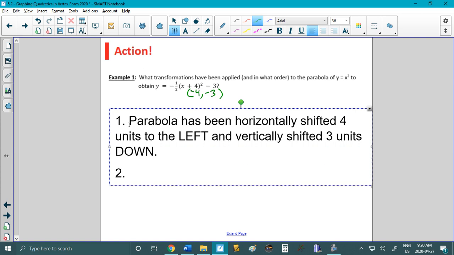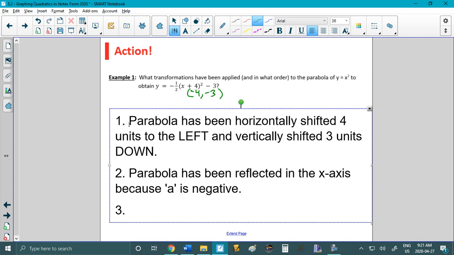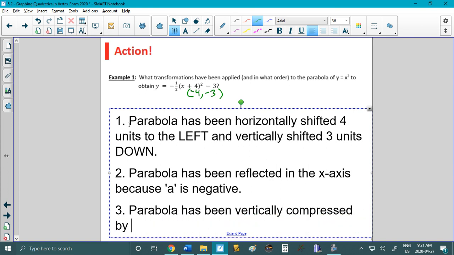All right, we're almost done. So 2, parabola has been reflected in the x-axis because a is negative. The reason I do the little apostrophes or these sort of half quotes there is just so you don't think I'm saying the word like because is negative. It's because a is negative. And then finally, parabola has been vertically compressed by a factor of 1 over 2 or 0.5.